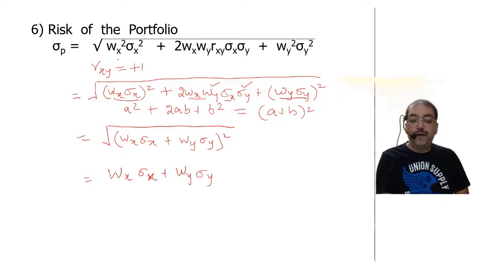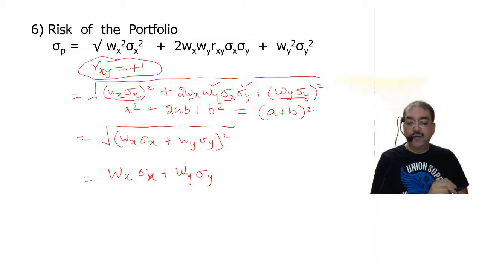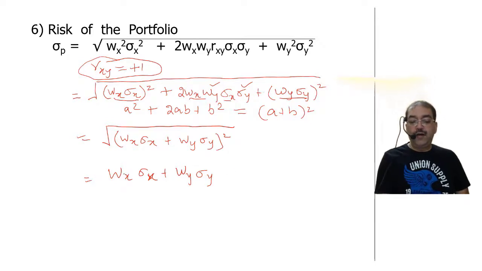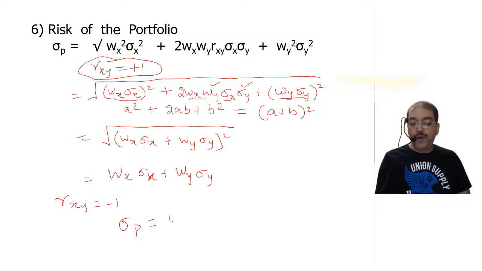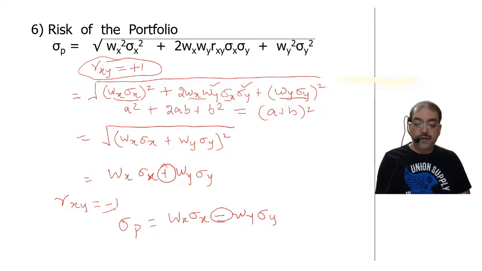So if it is a perfect positive correlation, then I will not write this entire formula straight away. I write like this: weight of x, sigma of x, plus weight of y, sigma of y. Similarly, if Rxy is equal to -1, then sigma p is equal to weight of x, sigma of x, minus weight of y, sigma of y. It will be minus. Here it is plus. Here it is -1. Here it is +1.